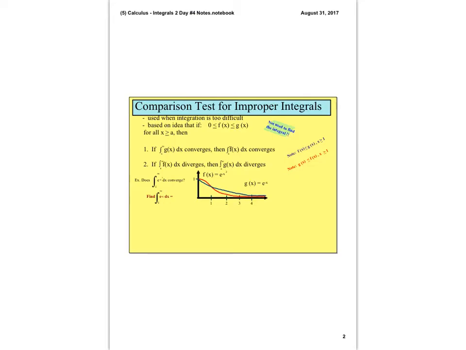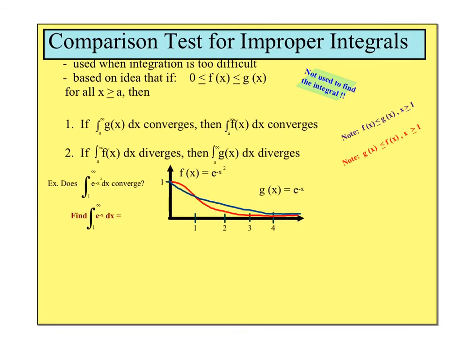Alright, so the comparison test for improper integrals. Here is the short version. Let's say you want to determine whether or not an improper integral has a finite area. If an improper integral has a finite area, or the answer comes out to be a number, that means that integral converges. If it doesn't, if it comes out to be some form of infinity, then that means it diverges.